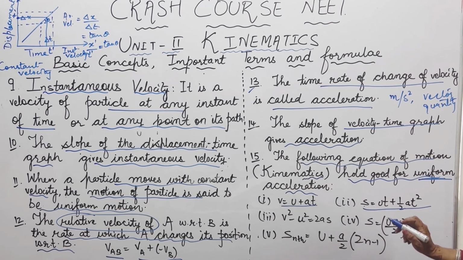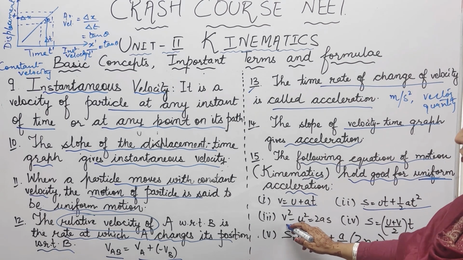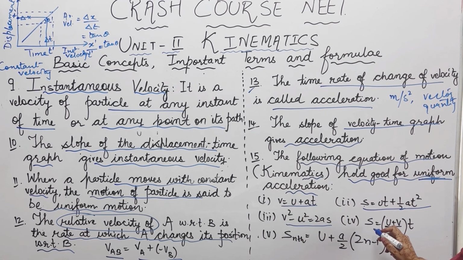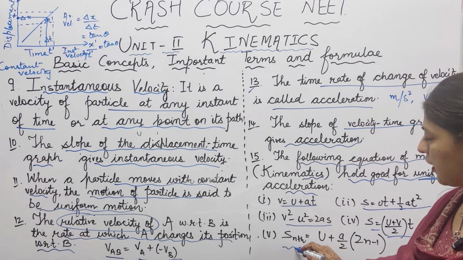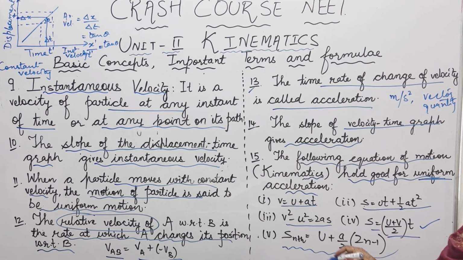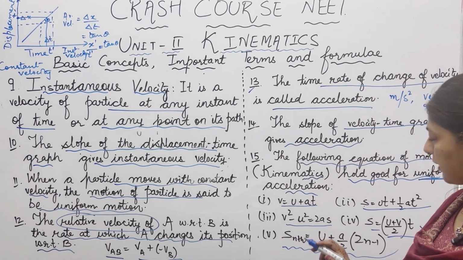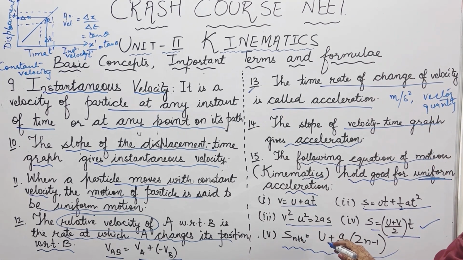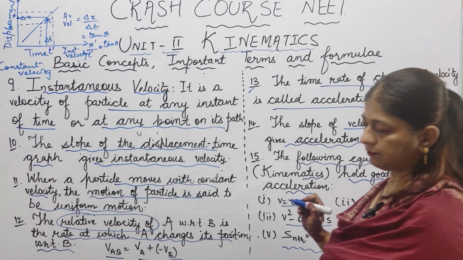Here s is the distance, and the rest of the things we have discussed. V square minus u square is equal to 2as. S is equal to (u plus v) by 2 into t. Again, this is the formula for the distance. And if there are n number of intervals, then the distance in the nth interval is given by u plus a by 2 into (2n minus 1).